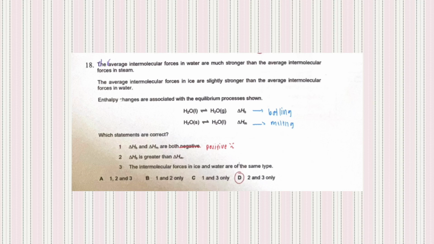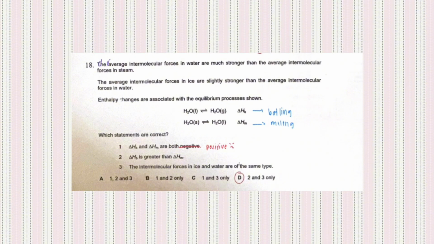Let's see the first statement. The first statement says that enthalpy change of boiling and enthalpy change of melting are both negative. The answer is wrong because enthalpy change of boiling and melting are both endothermic processes, because you must add heat energy to melt ice or boil water. So both values must be positive, not negative.